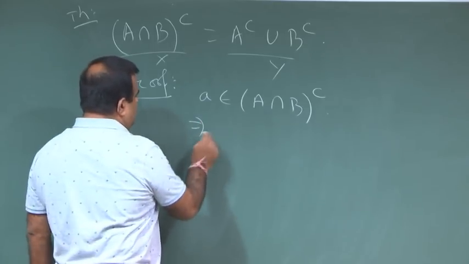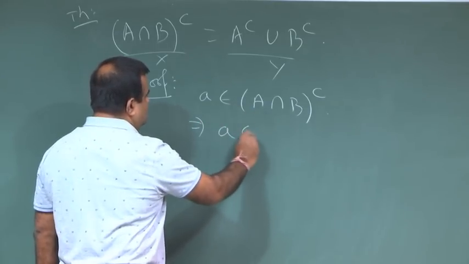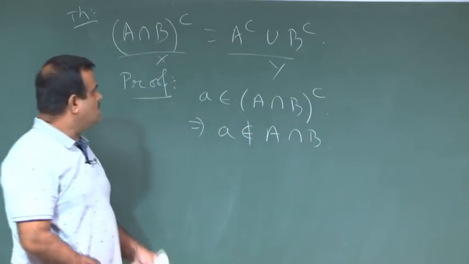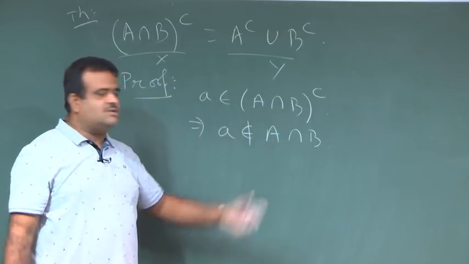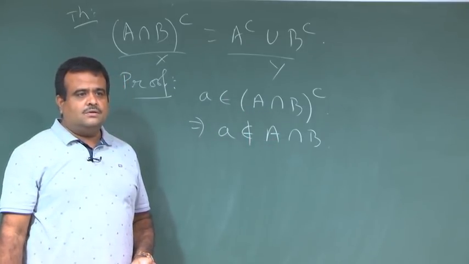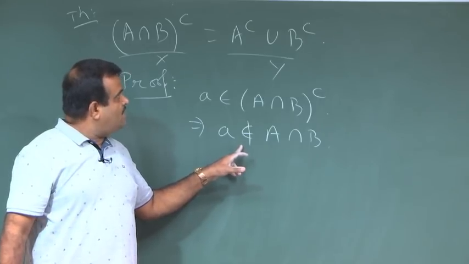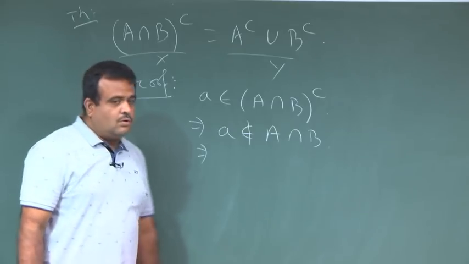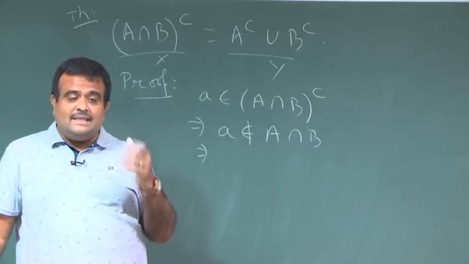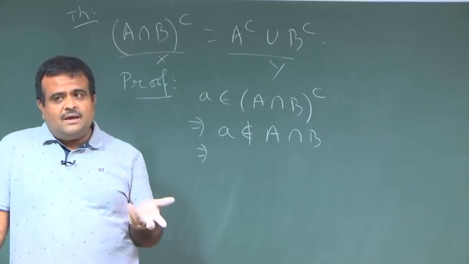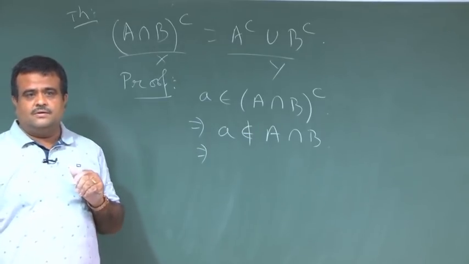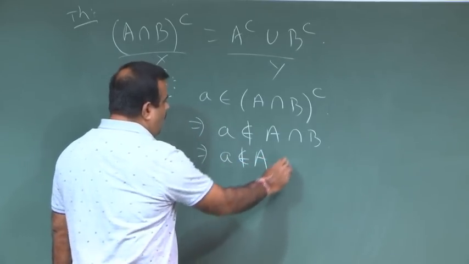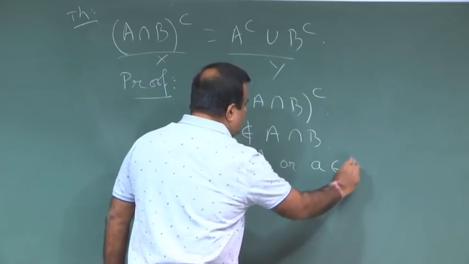So, this means what? a must not belong to A intersection B. If it belongs to the complement, then a must not belong to A intersection B. So, a does not belong to A intersection B means either it is not in A or not in B. So, that means a does not belong to A or a does not belong to B.